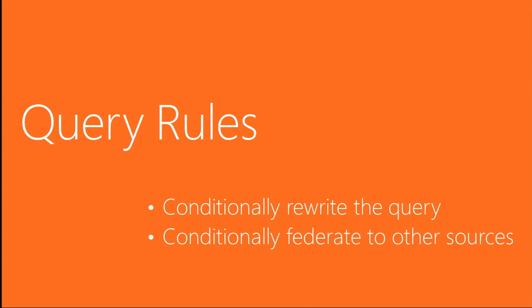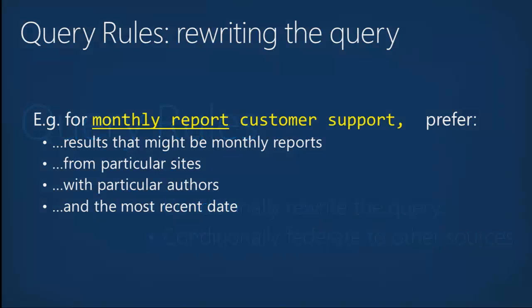So the idea of a query rule is to conditionally do something based on what the user typed. You can either conditionally rewrite the query or federate to another source, or actually do both. Let's have a look at a couple of examples.